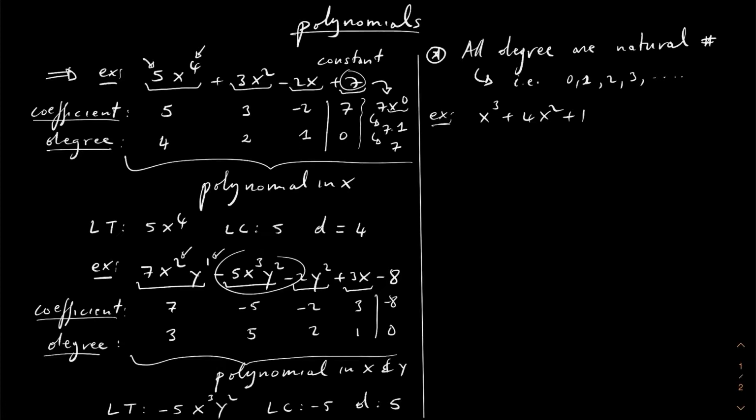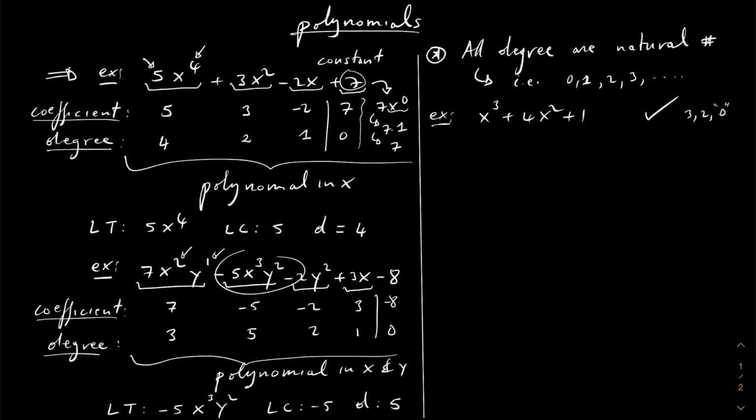This particular one is going to be a polynomial. We've got it, right? All our powers here are going to be 3, 2, and 0. So these are all natural powers, and so we are good. And there's no decimal, and there's no denominator. So we're good. This is a polynomial.